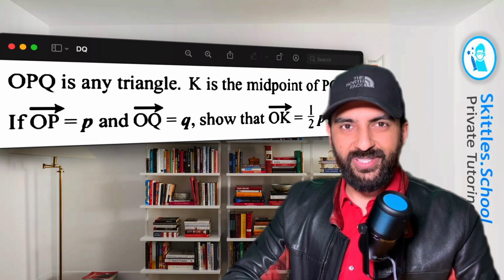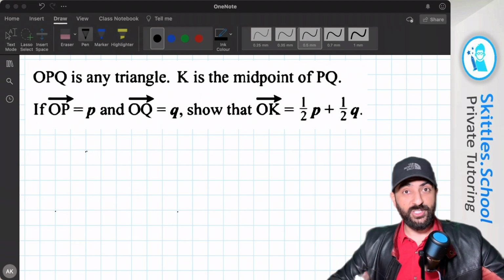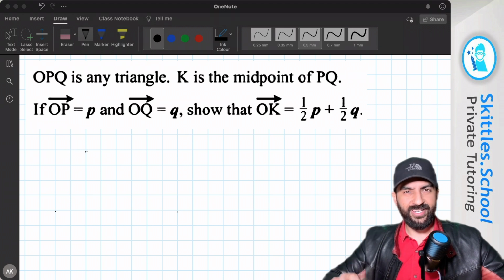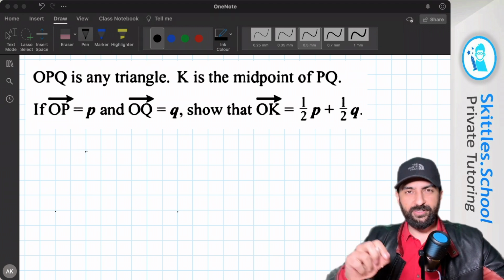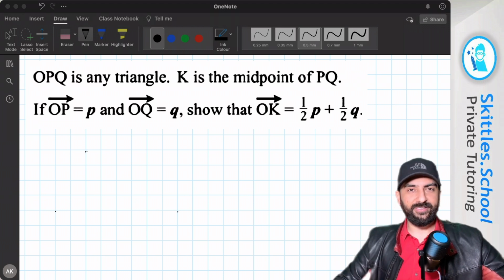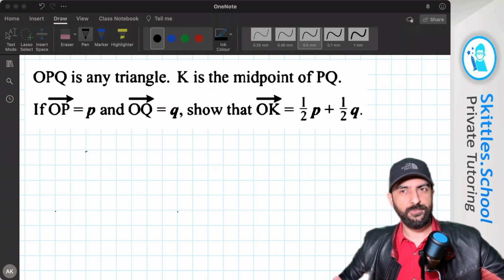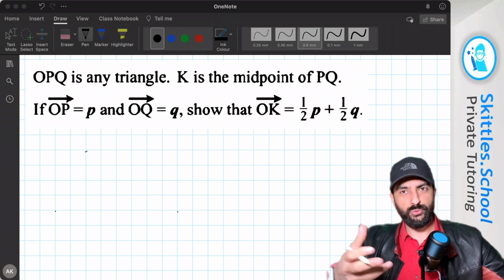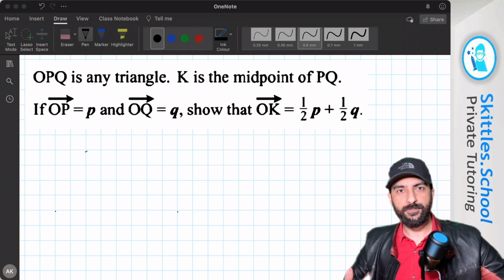Now let's take a look at this question. So here's the question on my virtual whiteboard. It tells me that OPQ is any triangle. K is the midpoint of P to Q. And if the vector from O to P is P, and the vector from O to Q is Q, we need to show that the vector from O to K is 1/2 P plus 1/2 Q.